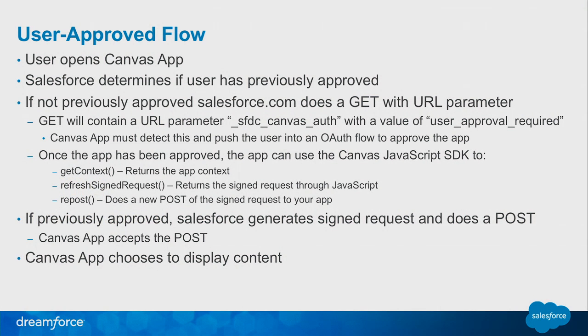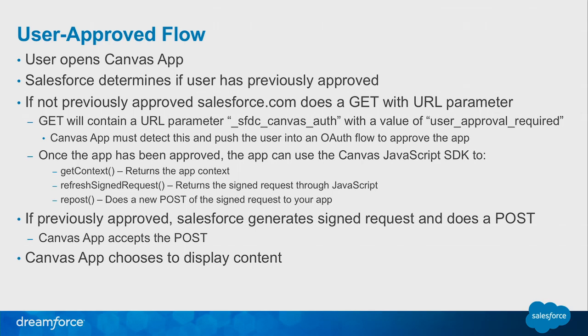Now in this case, the system administrator can decide if the app supports it, and that's important for you guys to remember. The app needs to support a user-approved flow because the app is going to kick the user into that OAuth flow again, and it's also going to receive a GET instead of a POST. So if your app is not expecting that, some strange things could happen. So I would really recommend coding to that anyway. Just code to accepting a GET from Salesforce, just in case someone decides to install it that way.